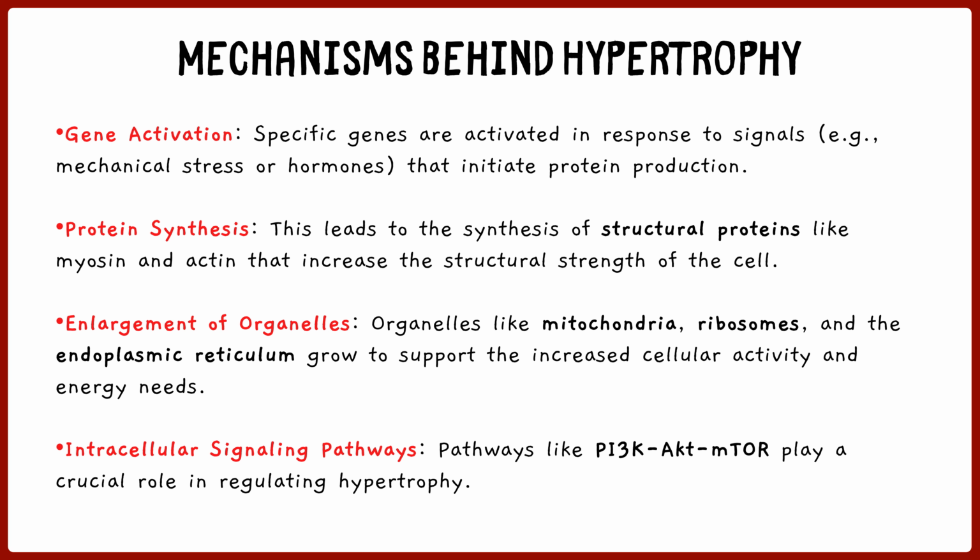Next, once these genes are activated, the cell starts to make more structural proteins, especially actin and myosin. These proteins are really important for contraction in muscles. They make the cells stronger and capable of handling these increased demands. So protein synthesis happens next, and this leads to the synthesis of structural proteins like myosin and actin, which increase the structural integrity of the cell.